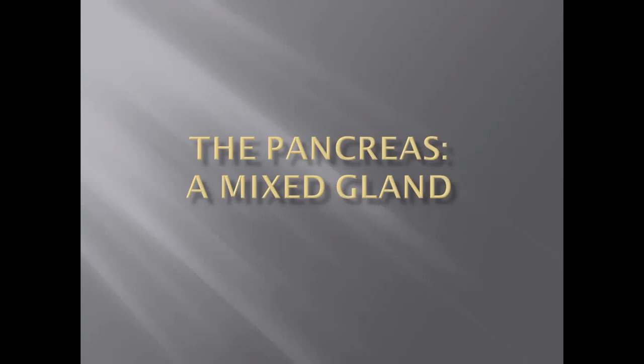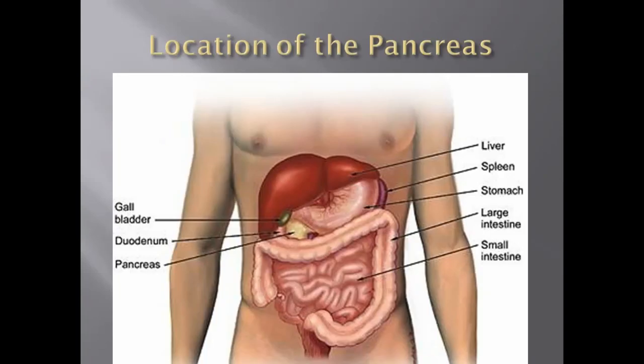Hello. In this session, we'll be discussing the pancreas, its location, its structure, and its roles. So, as a start, the pancreas is located in the abdomen region, just behind the stomach and under the liver.